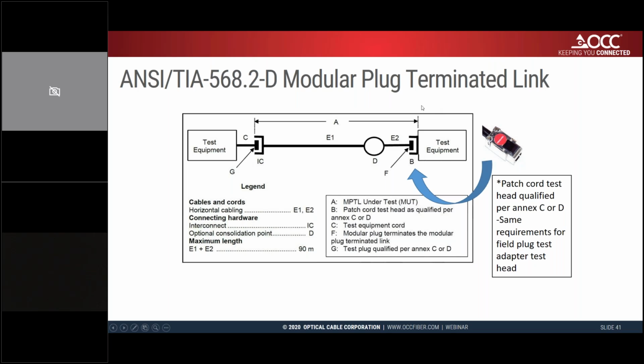But as you go over here to the end, notice again these vertical lines, they're showing you where the link starts and ends. And notice now that this vertical line here is capturing this mated connection. And this mated connection, you can see it's labeled F and B. The F is a mod plug, and B is labeled as a patch cord test head as qualified per Annex C or D.